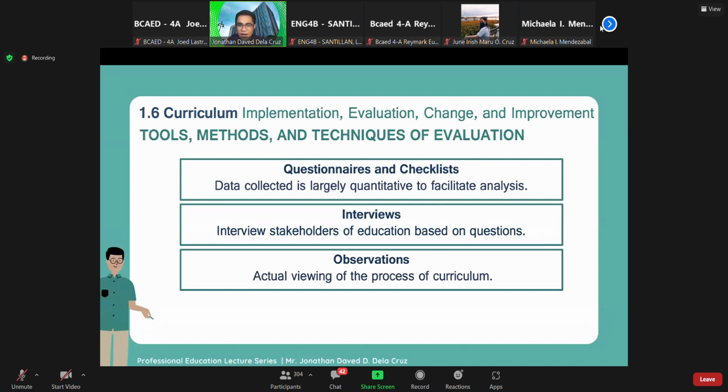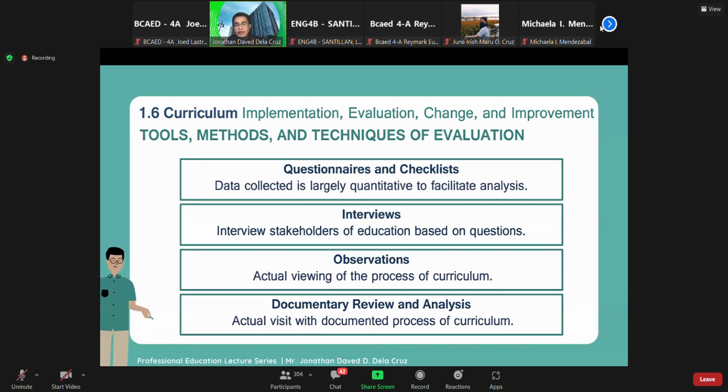This is an on-site evaluation of the curriculum and documentary review and analysis, actual visit of the documented process of curriculum. So mahalaga po ang paper trailing from the transition of the previous curriculum to the new curriculum and paper trailing in the new curriculum on all the process from the top to bottom.